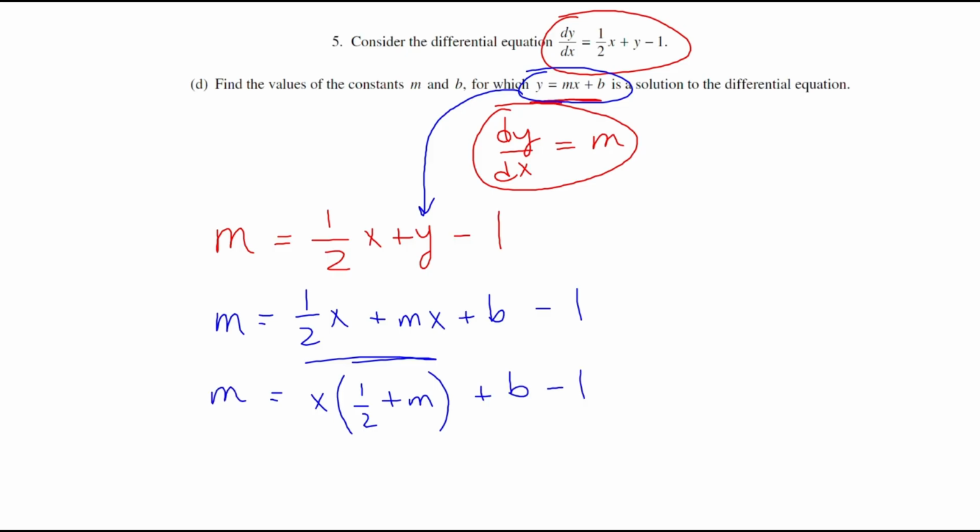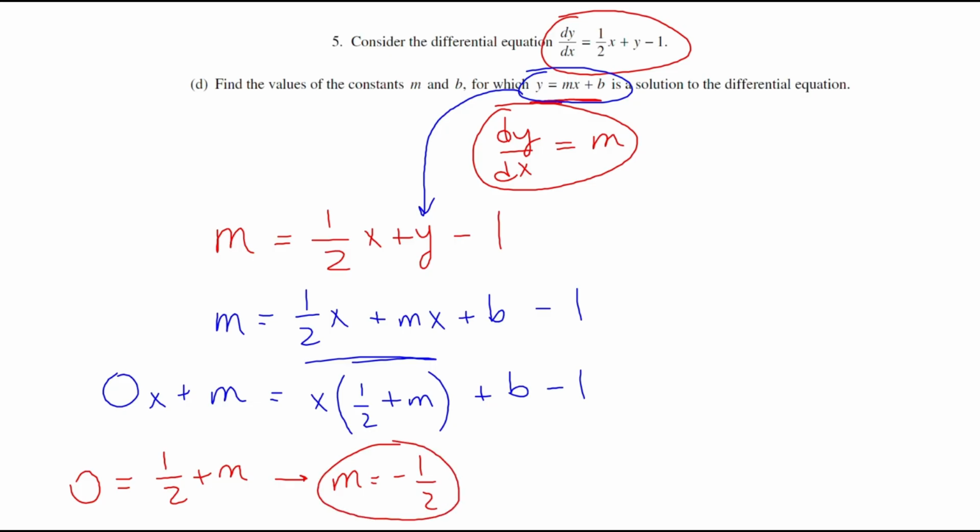And on the left, we have a constant of m, but we have 0 x's on this side. So the number of x's on the left has to equal the number of x's on the right. Therefore, 0 x's has to equal 1/2 plus m x's, which tells us that m must equal negative 1/2.